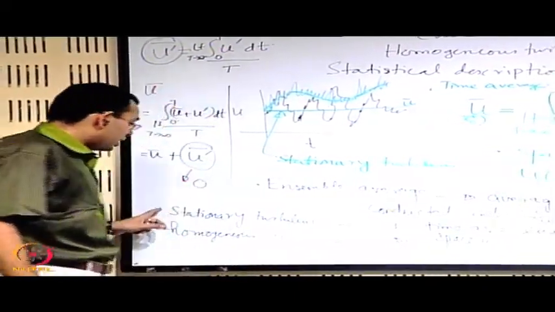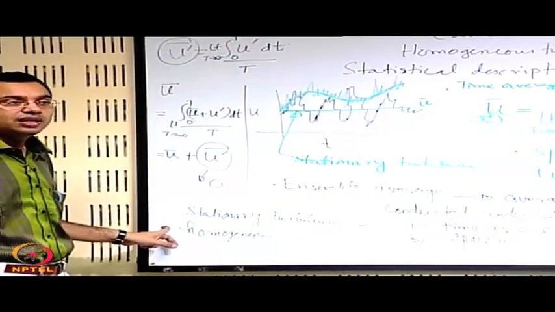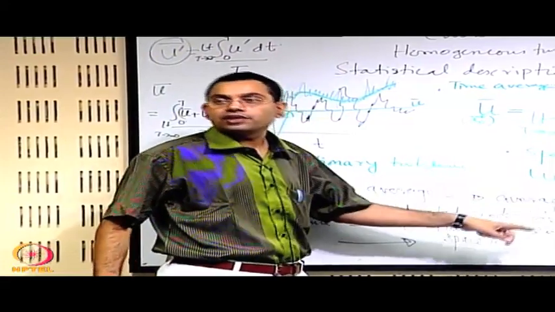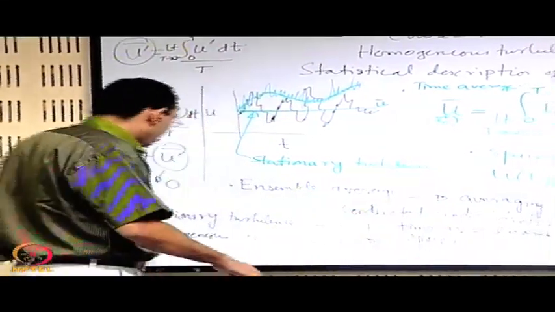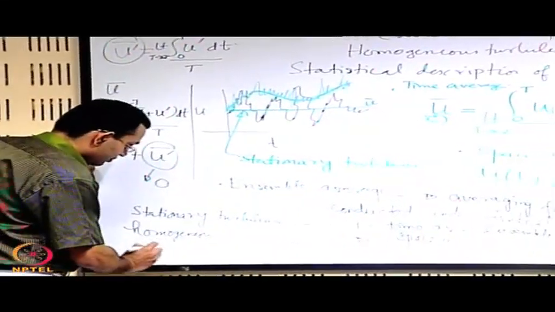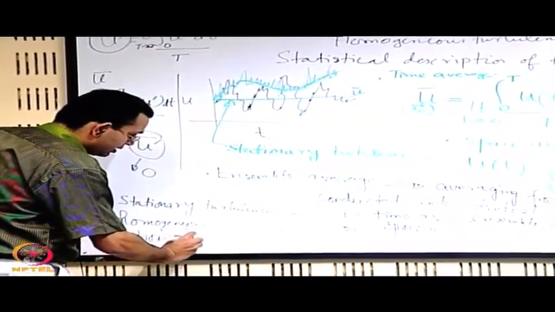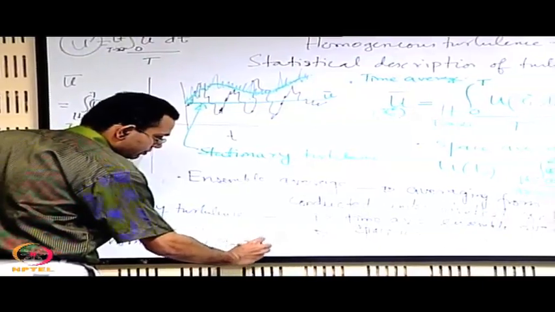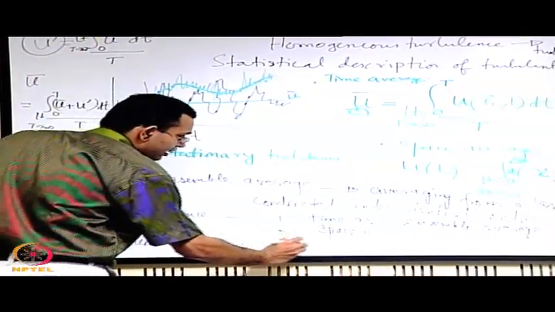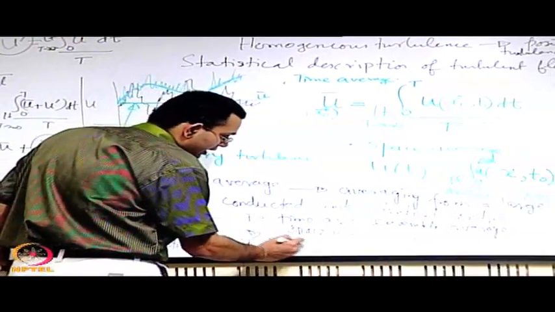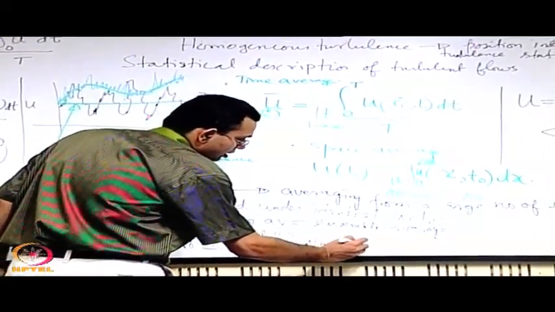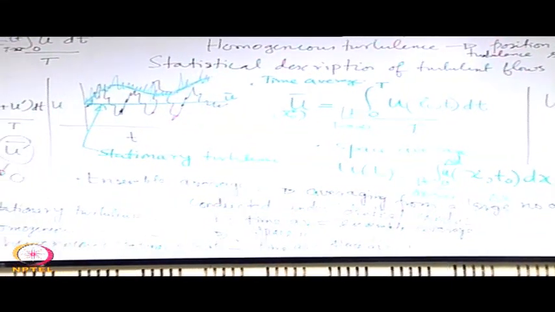So if you have a stationary plus homogeneous turbulence, then you must have time average equal to space average equal to ensemble average, right. So homogeneous plus stationary turbulence will imply that you must have the time average equal to space average equal to ensemble average, and this is known as ergodic hypothesis.